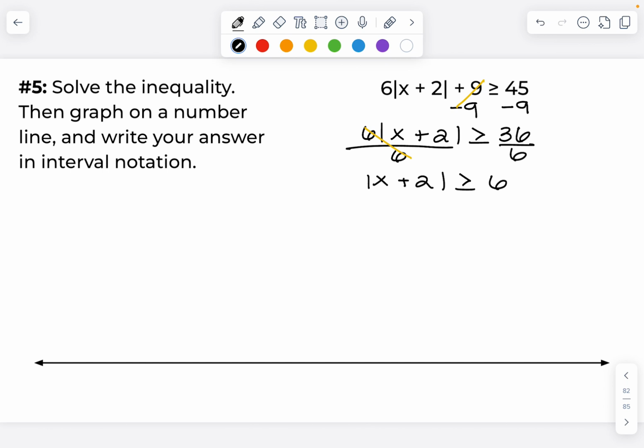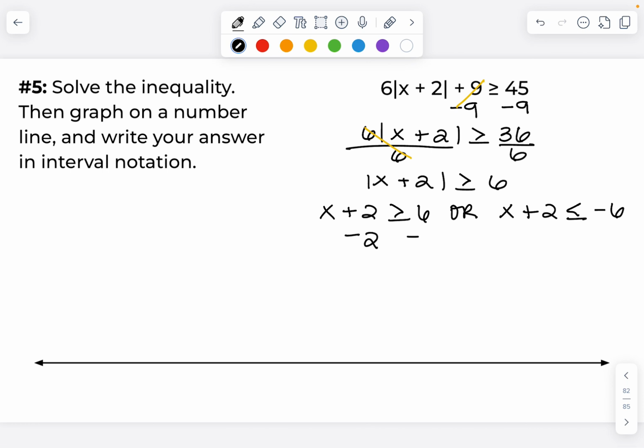And again, it's a greater than, so an or. So I've got x plus 2 greater than or equal to 6, or I've got x plus 2. I'm going to flip my inequality symbol, and I'm going to make my number negative. Now, I want you to go ahead and solve both of these, and I want you to come up with that final interval notation.